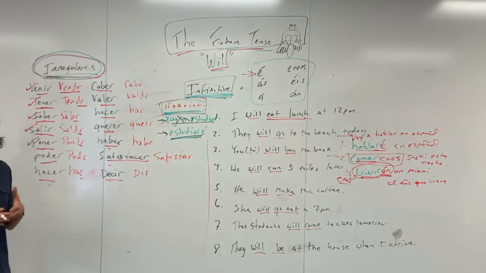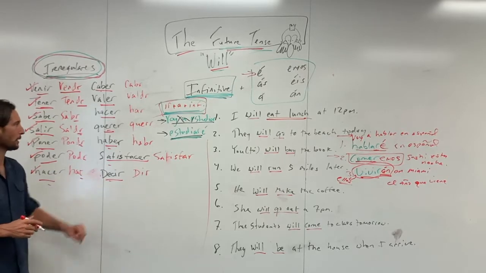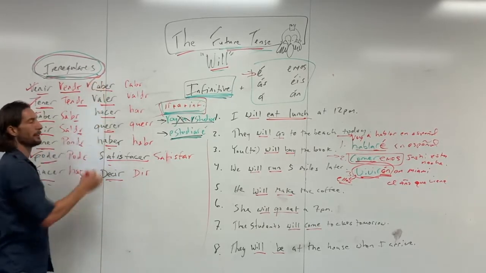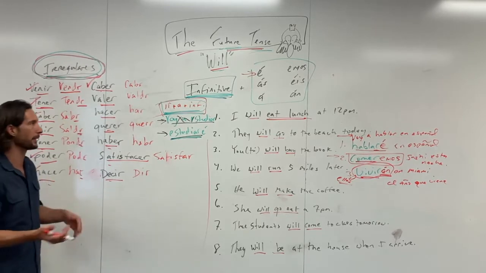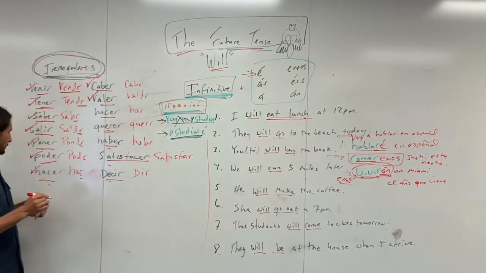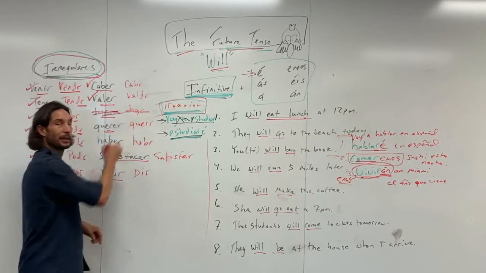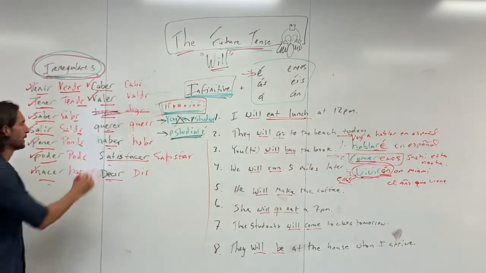Poner is to put, like put something on a table, for example. Poder is can or able to. Hacer is to make or do, which I'm going to use over here as well. Caber is to fit, right? Like to fit into a drawer or fit into a car or something like that, right? Valer is to be worth. Hacer, well, I guess we don't need that over here because we've already used it. So anyways, but hacer, again, make or do, right?